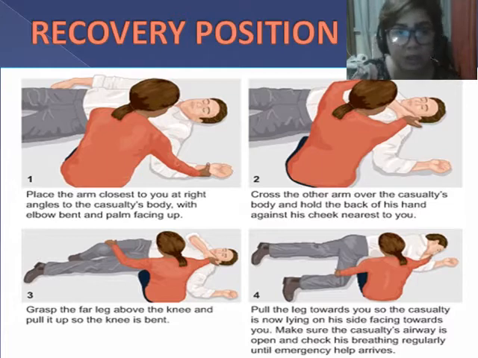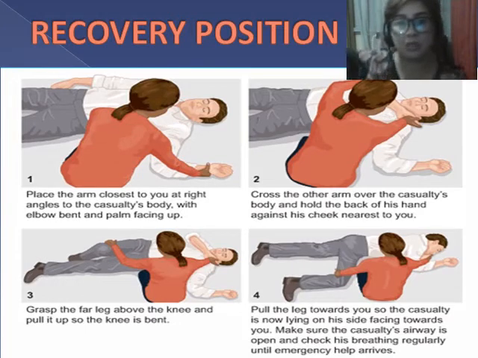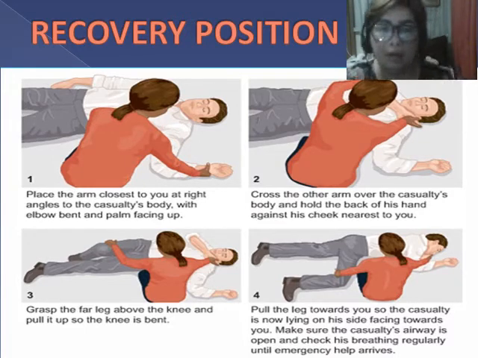So first, you place the arm closest to you at right angles to the casualty's body with elbows bent and palms facing forward. Just this way. So the arm is abducted, elbows flexed, and the forearm is actually in a supinated position. Okay, palms facing up.